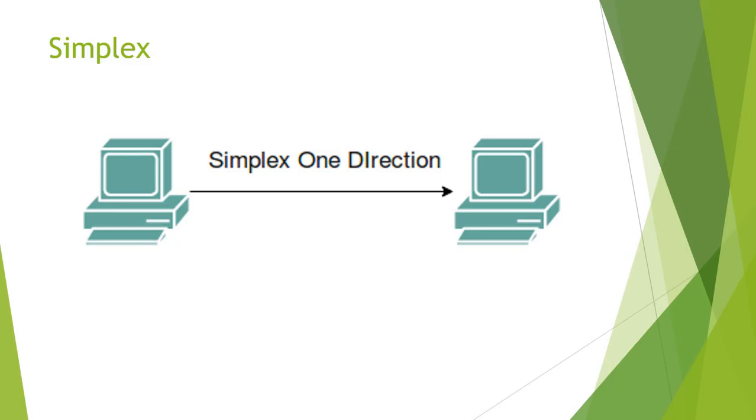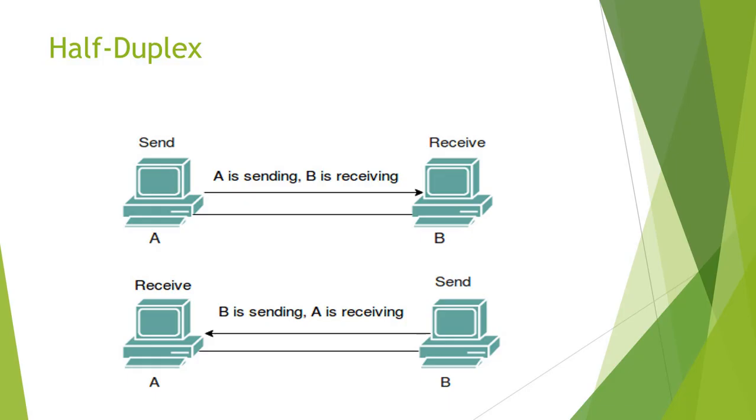Next comes the half duplex. Half duplex is two-way but one direction at a time. The simple example for half duplex is walkie-talkies. Here, after one is sending, the other one will be receiving. After receiving, the other one can send the data. So like this it is possible for communication.